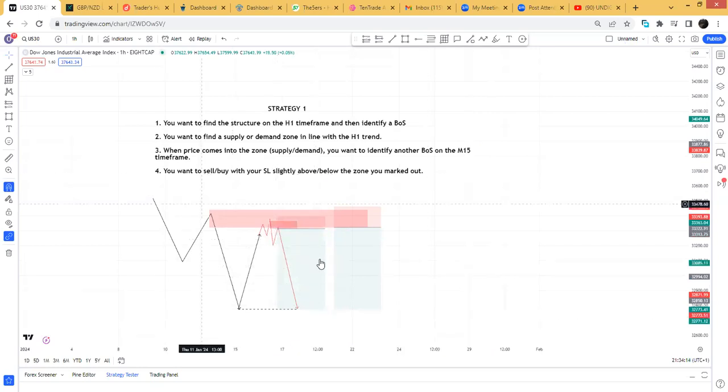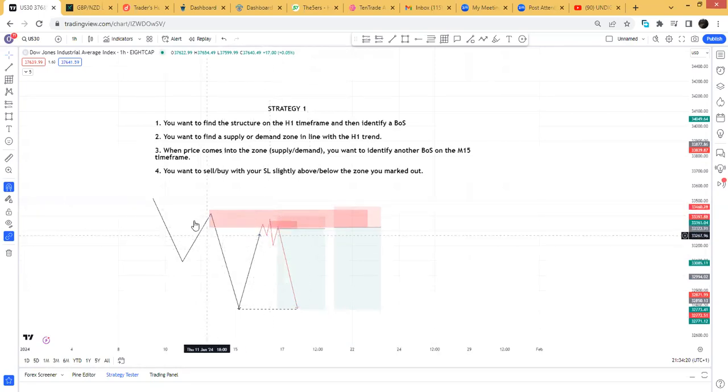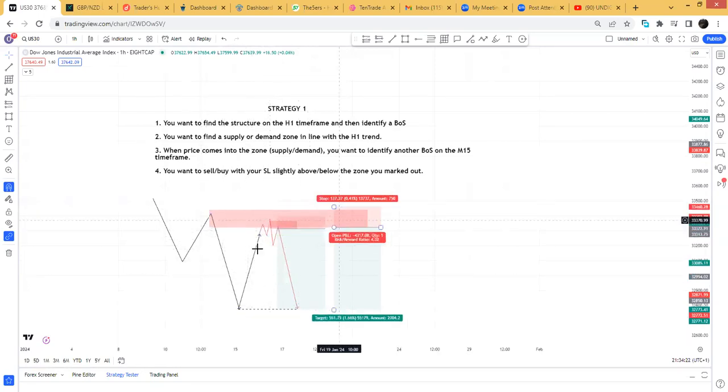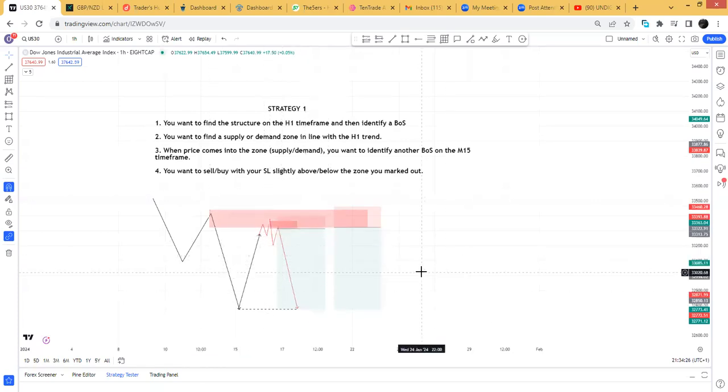So having an entry like this with a confirmation on a smaller time frame within a higher time frame zone, you would get a higher risk to reward. So this is the strategy. Okay, let me delete this.